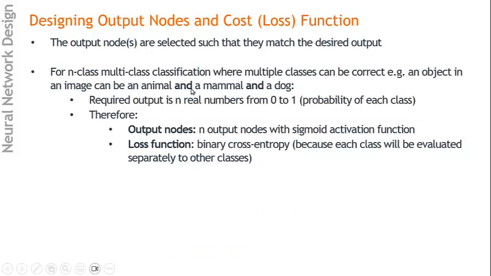Now, on the other hand, you might have a situation where multiple classes can be correct, like an object could be an animal and a mammal and a dog. I think this is a more unusual case, but if you did have such a case, then you would want to evaluate each alternative separately, right? You want to decide animal and not animal, that's independent of whether it's mammal and not mammal, and dog and not dog. You'd want to make these determinations independently. So you would treat each node as a binary classification, and you'd use binary cross-entropy for each output node.